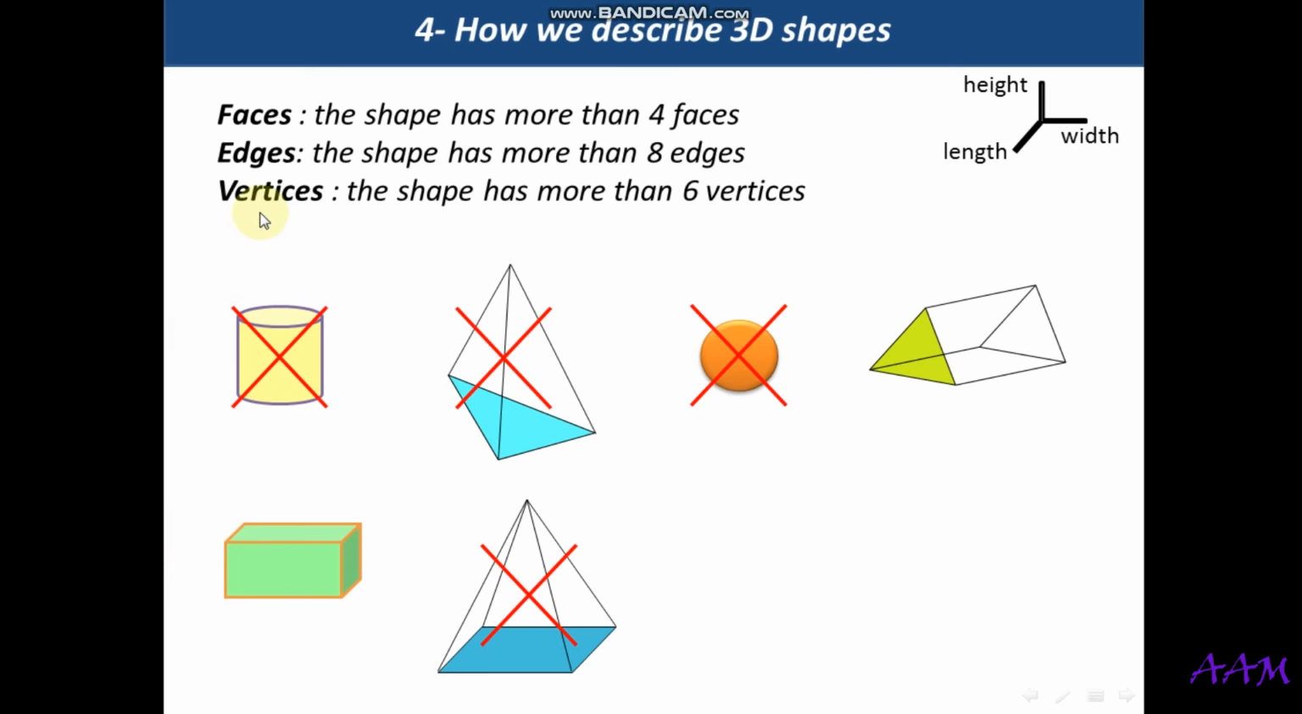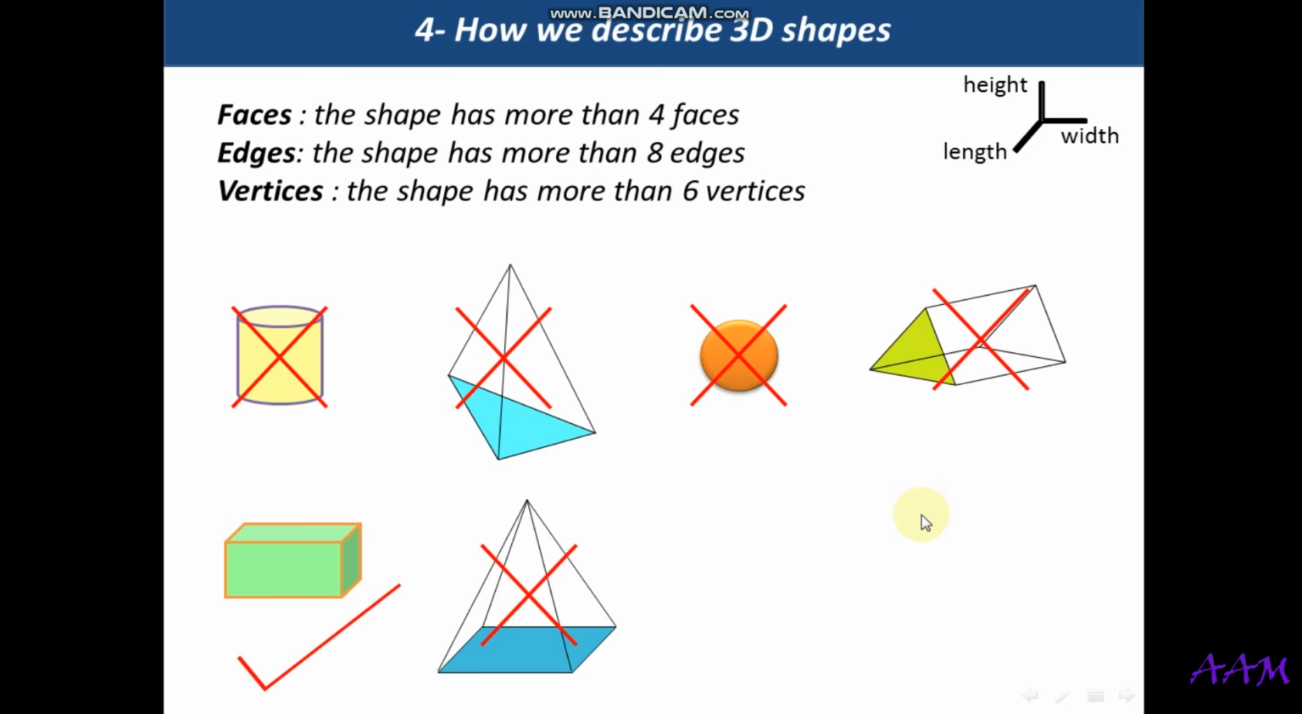Okay, let us see. We go to the vertices, and he said the shape has more than 6 vertices. Okay, I count them. 1, 2, 3, 4, 5, 6. This is 6, not more than 6. So this is not qualified, and I'm left with the cuboid. The correct answer is the cuboid.